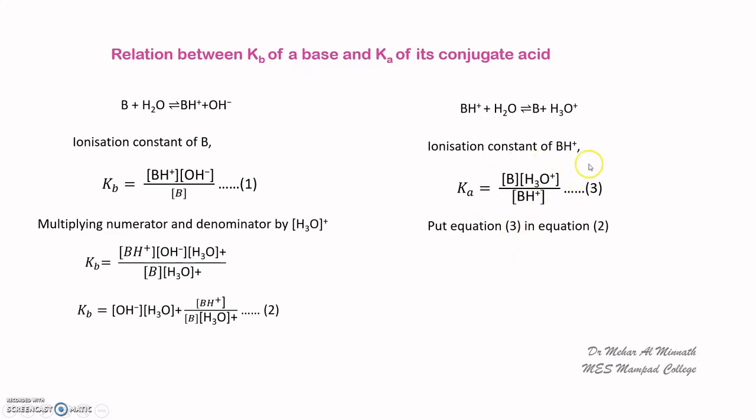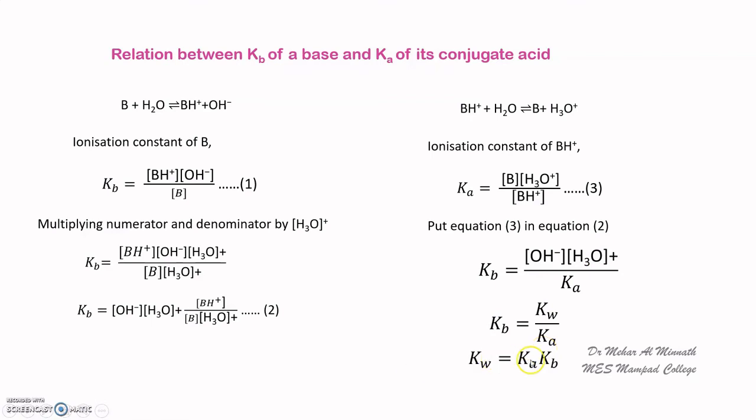Put equation 3 into equation 2. When you compare equation 3 and equation 2, you find that they are reciprocals. So you can put in equation 2, Kb equal to [OH-][H3O+] divided by Ka. This will be 1 by Ka. Now the product of OH- and H3O+ is nothing but Kw. So Kb will be equal to Kw by Ka, or Kw equal to Ka into Kb.